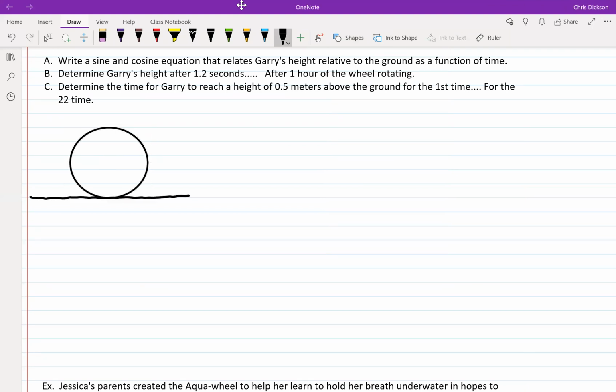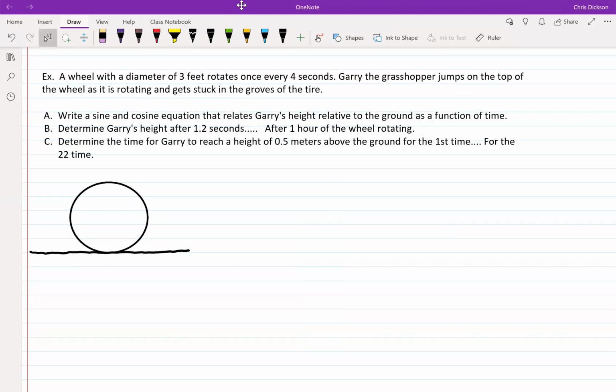So, and what do we know about the wheel? Well, it takes 4 seconds to go around. So to do a full turn is 4 seconds, and the wheel has a diameter of 3 feet. Pretty big wheel, 3 feet across.